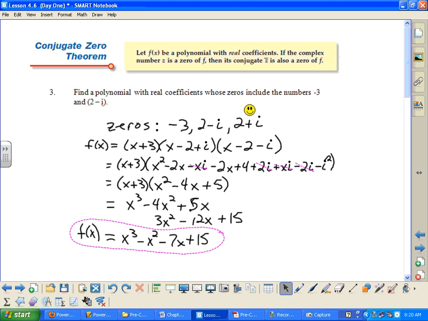0 at negative 3. And if we have a 0 at 2 minus i, well, then that means we have a 0 at 2 plus i also, the conjugate. So then when I write them in factored form, here we've got x plus 3, then x minus 2 plus i, and x minus 2 minus i.